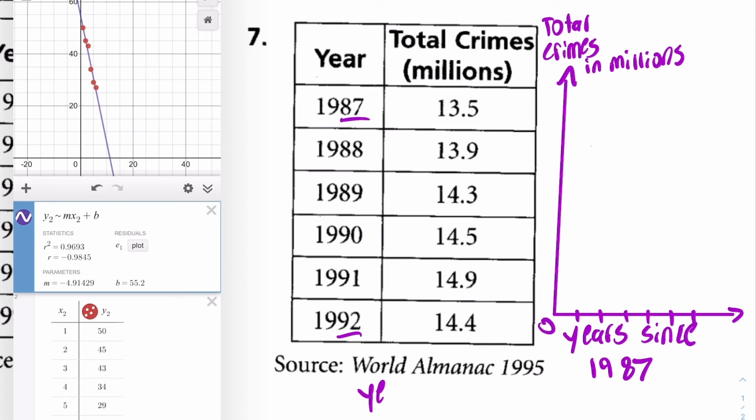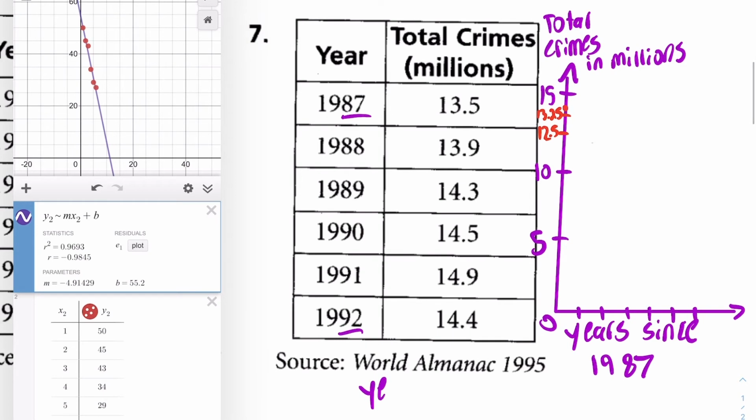My y's need to go up to 15 million. And then I'll just split it into thirds, 10, 5. Then I'll change colors, and 1987 goes with 13.5. Okay, so here would be 12.5, because that's halfway between 10 and 15. So 13.5 is going to be, here's 13.25.